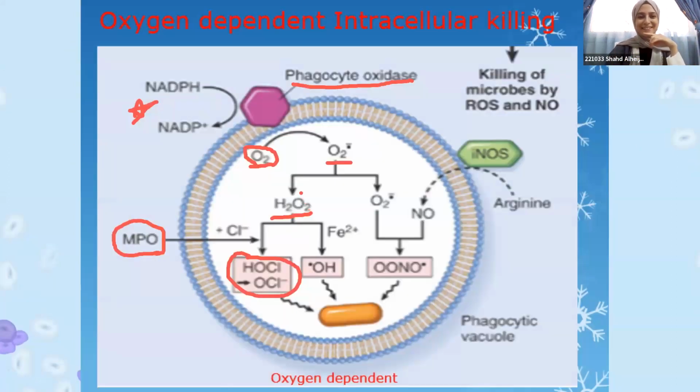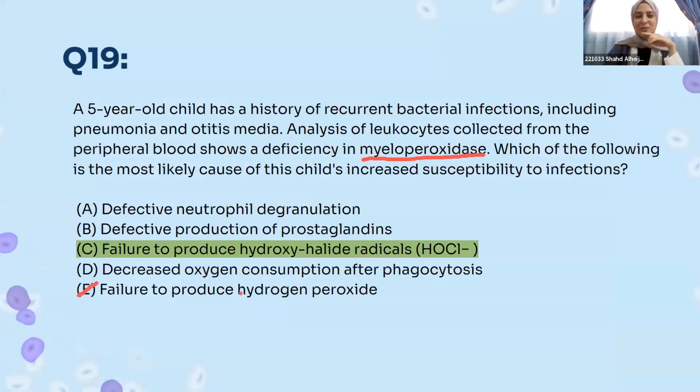Here we said we have a deficiency in myeloperoxidase, so you have failure to produce hydroxy halide radicals. For the other options, we have defective neutrophil degranulation, but this is not involved with degranulation. Production of prostaglandins is involved in the COX pathway and the production of prostacyclin, prostaglandin, and so on, so it's not related to myeloperoxidase and the reactive oxygen species. C is the correct answer.